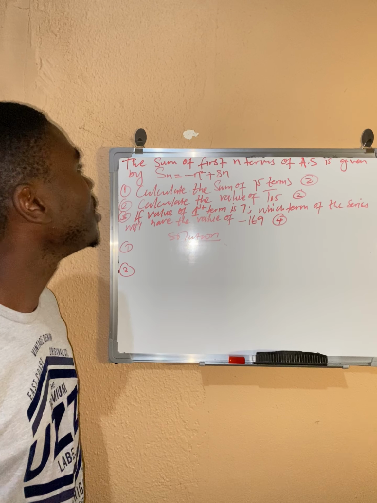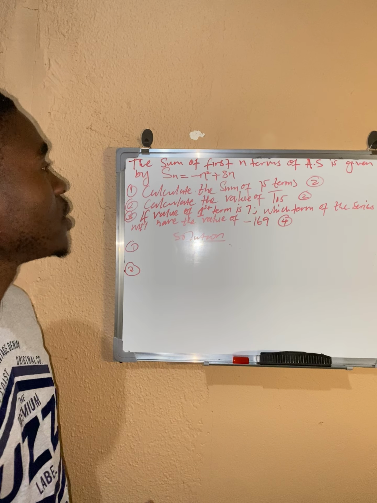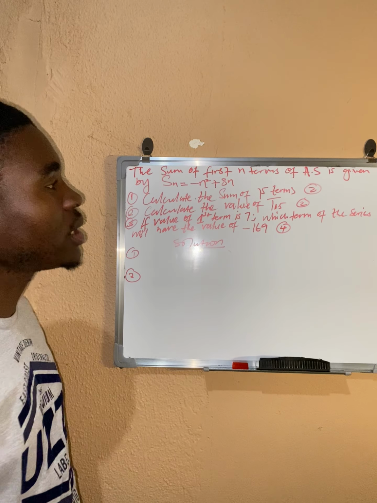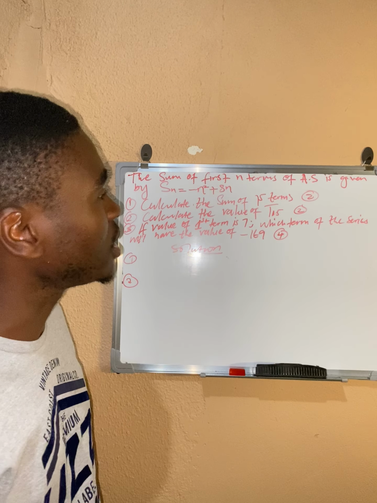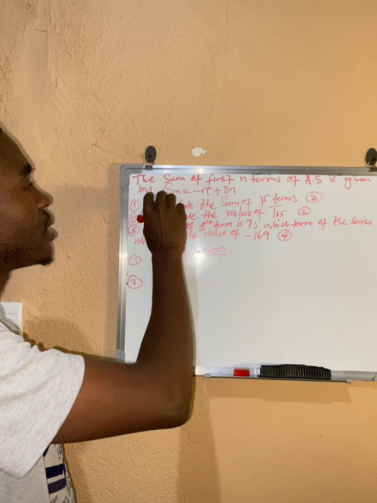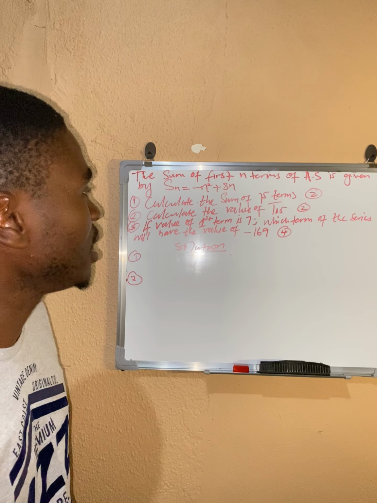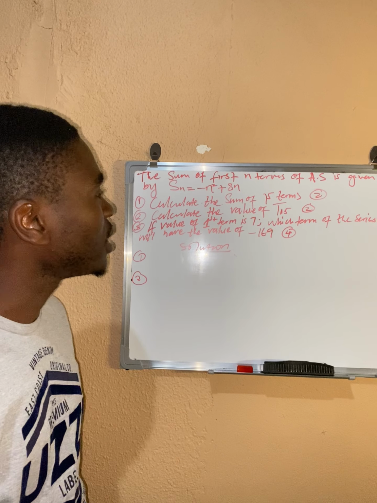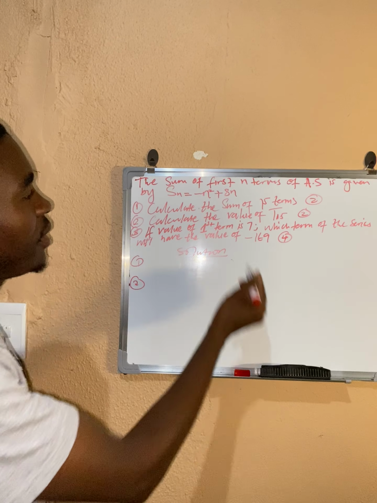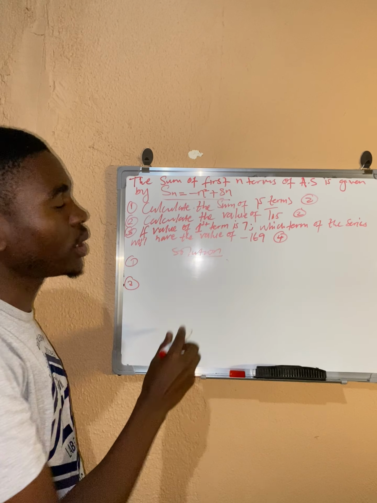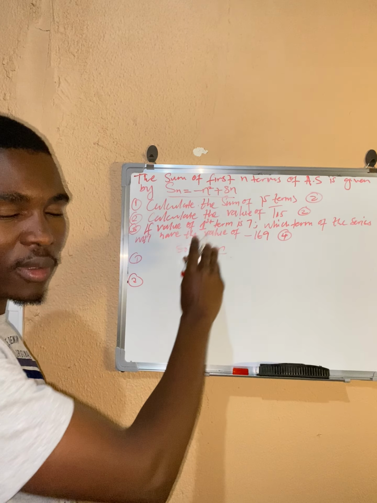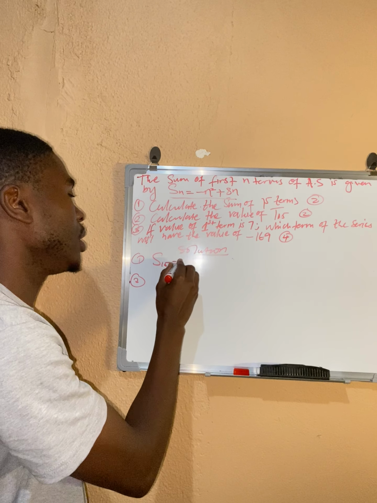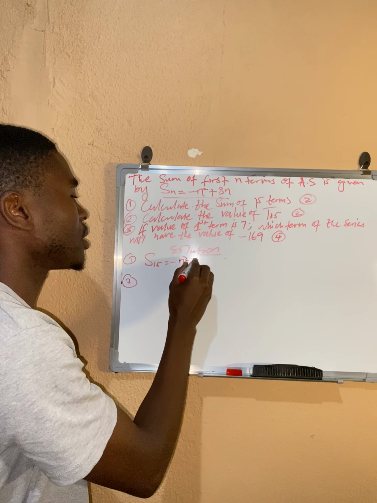We're given a question which says the sum of the first n terms of an arithmetic series is given as S_n equals negative n squared plus 8n. For the first question, they ask us to calculate the sum of 15 terms. We're given a formula here for the sum, so we're going to use this formula to get S_15.